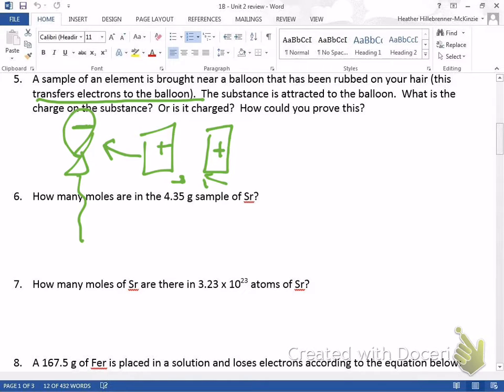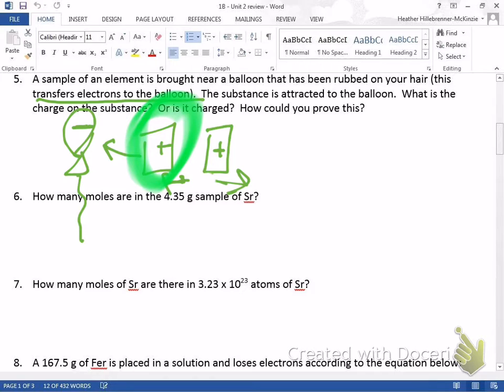What if we put something that was positive up here? What should we see? Yeah, we should see that these two would go away from each other, right? But if this substance, let me circle it here, this guy right here, if it was neutral, what would we see? It would still be attracted. So if it repelled, we knew that it was positive, but if attracted, it had to have been neutral because it would attract either way.